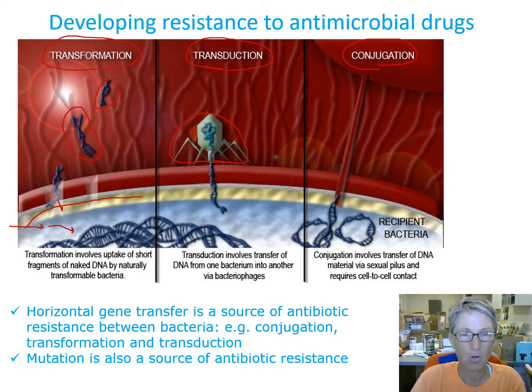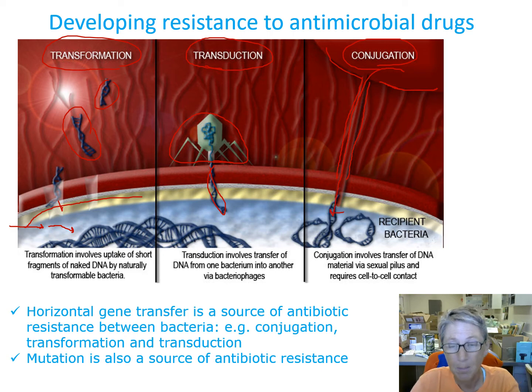In transduction, you use bacteriophage to transfer that piece of DNA that could confer resistance to a drug from one bacteria to another. And then in conjugation, so here's the bacteria up here. Here's the conjugation pilus. Remember, what happens is this bacteria will insert a plasmid DNA into the recipient bacteria.